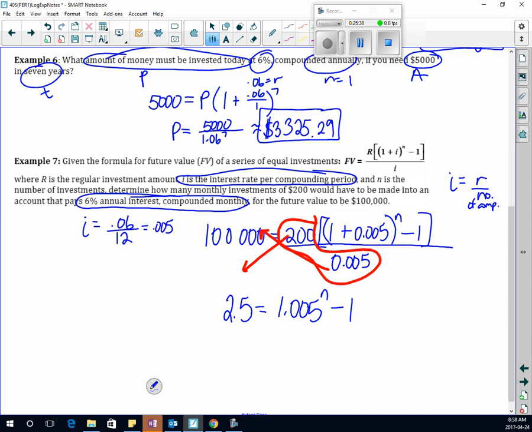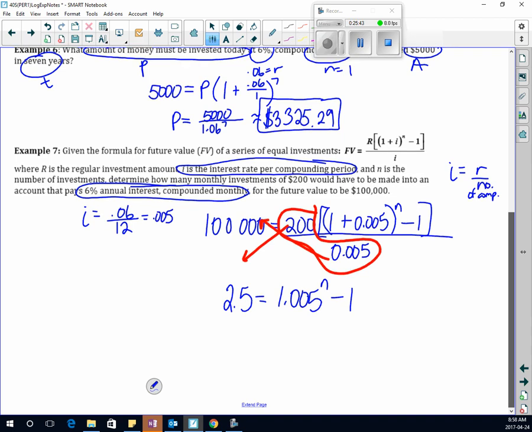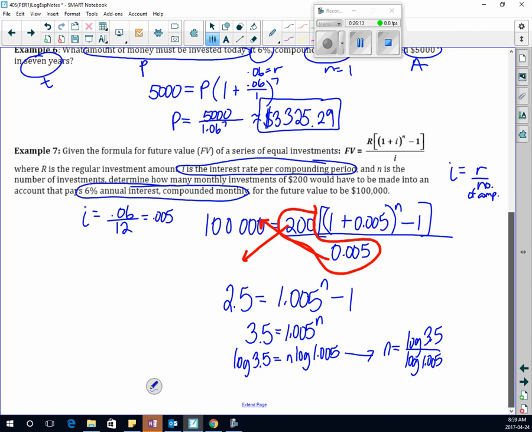Yes? So what can I do next? I can add 1, so I get 3.5 equals 1.005 to the power n. I would log both sides. So log of 3.5 equals n log 1.005. So that means n is log of 3.5 divided by log of 1.005.